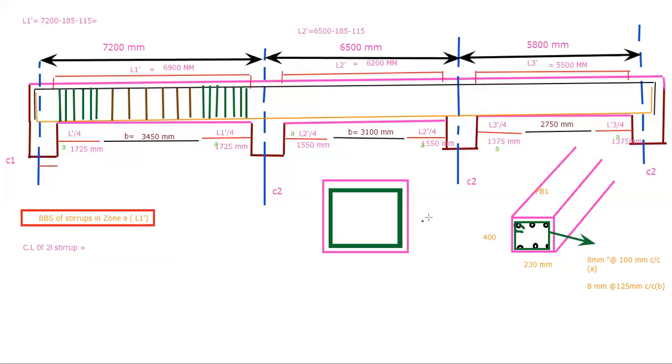This is a ring, okay? So how am I going to find out the cross sections? The thing is, let's find out here. This distance is given how much? 230, right? This distance is given 230, and this is 400.